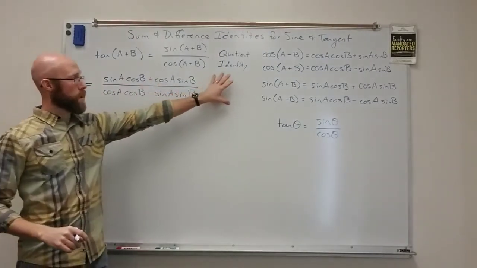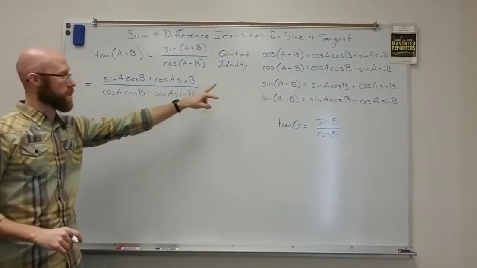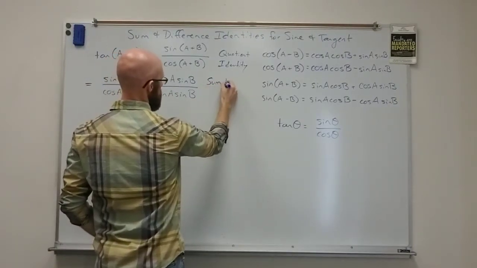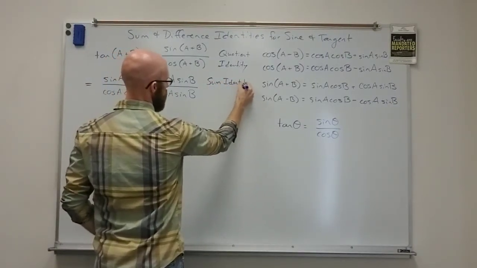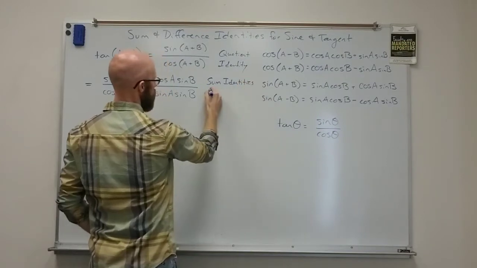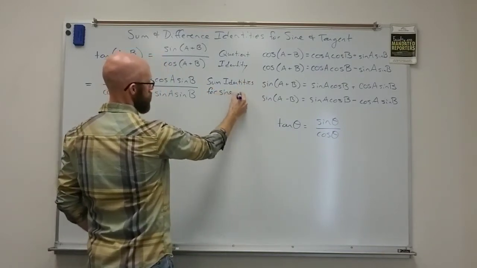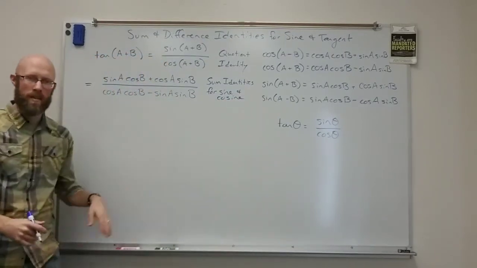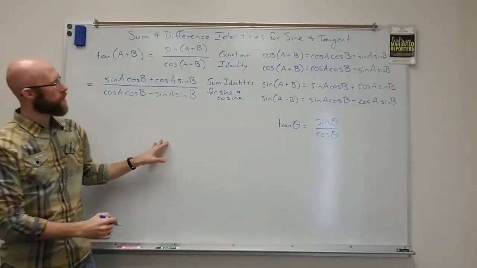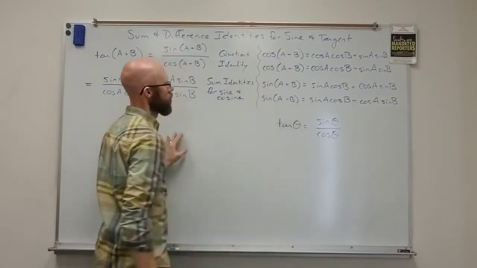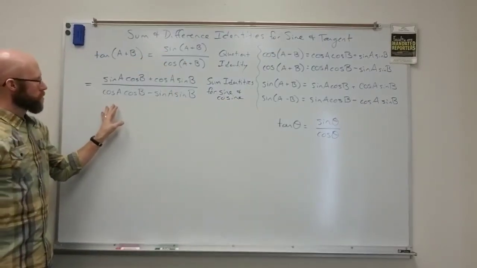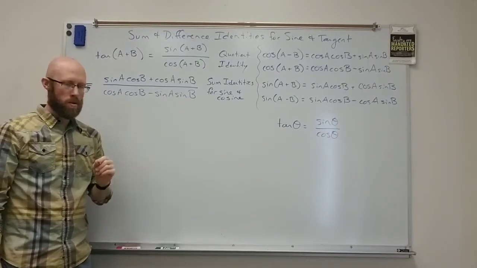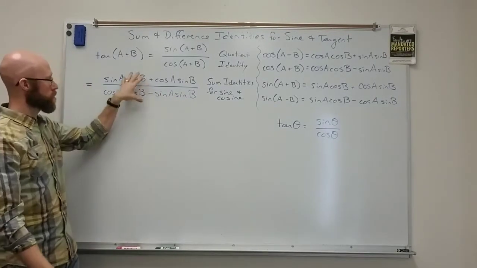Well, first of all, I should write my rationale for that step. That's using the sum formulas or sum identities for sine and cosine. So I should have that written up there. There's a little mathematical trick. Remember, when dealing with fractions, this is just a big fraction.